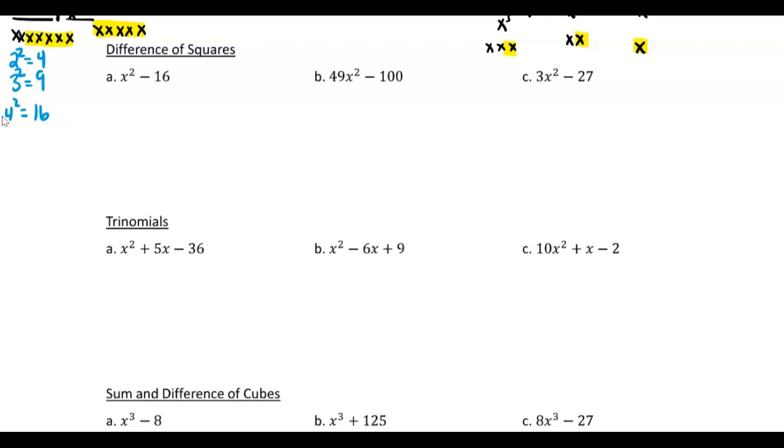So when we see this, we're looking for it to be a binomial, meaning 2 terms. This says 2 terms right here. This is a binomial. It is subtracting. And I know I can square root x squared, and I know I can square root 16.